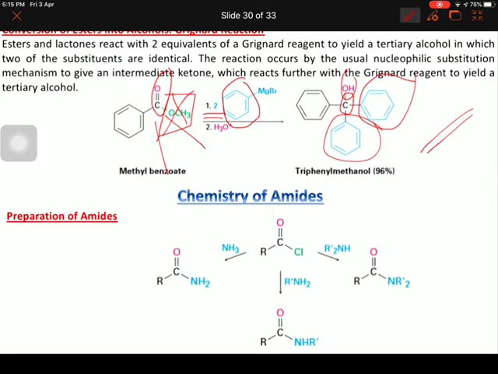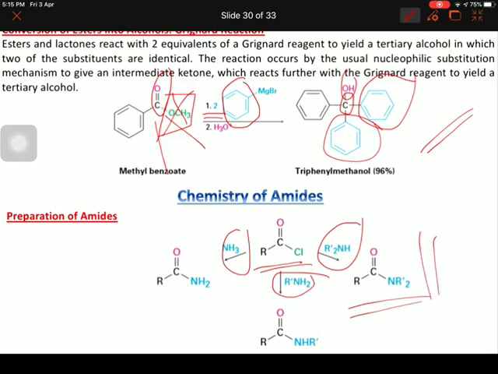So the chemistry of amide: as we mentioned before, the reaction of acid halide with any type of amine, either primary, secondary, or tertiary, directly gives amide. This is the famous one for the preparation of amide.